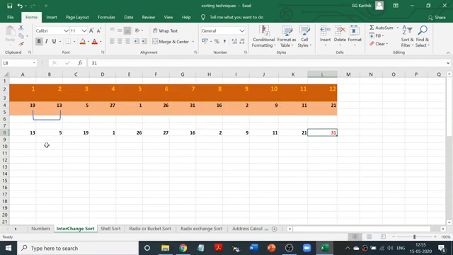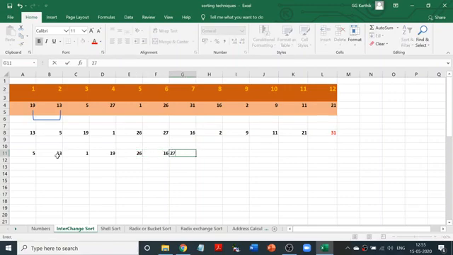Let me do one more iteration. 13 and 5, so it's 5, 13. 13 and 19, it is 13 and 19. 19 and 1, it is 1, 19. 19 and 26, it is 19 and 26. 26 and 27, it is 26, 27. 16 and 27, so 16, 27. 27 and 2, 2, 27. Hope you understand. 27 and 9, 9, 27. 27 and 11, 11, 27. 27 and 21, 21 and 27. 27 and 31, it is 27 and 31.